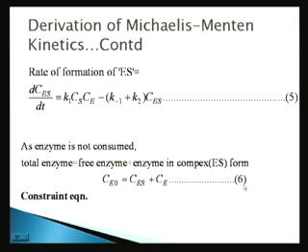I'm sorry, here I wrote it the other way, so I should have written C_E0 equals C_E plus C_ES, right? Because here free enzyme comes first. So the free enzyme, which is C_E, plus the enzyme in the complex form, which is C_ES, right? So this is my equation, and I want you to make a note of that. This is known as a constraint equation.